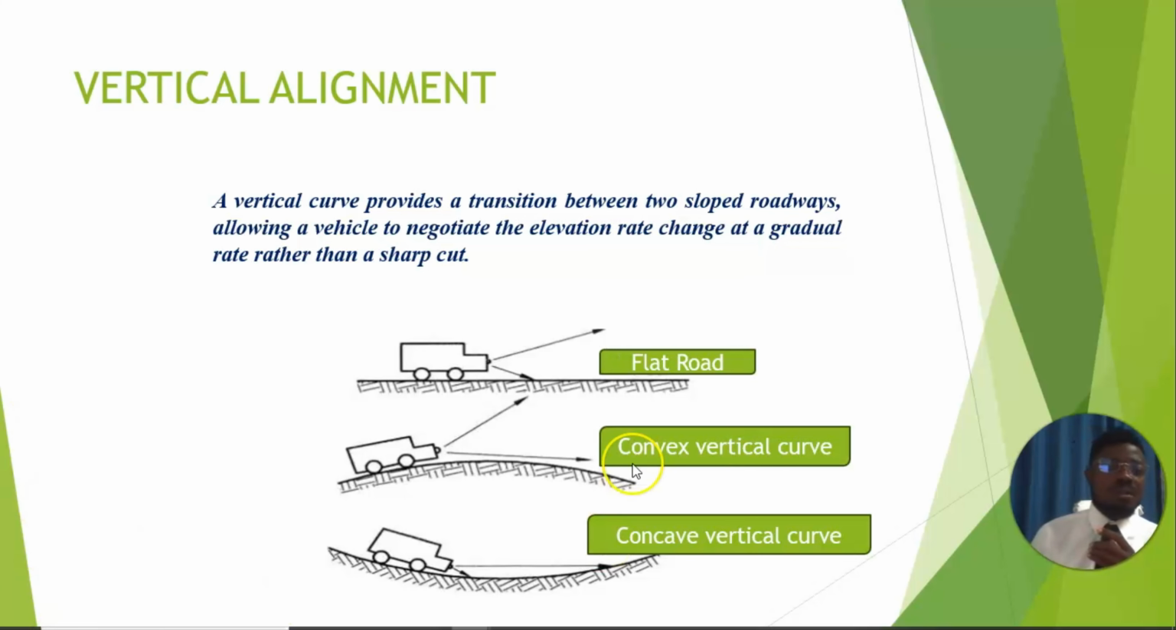And we can see from the picture here, we have the flat road, and where we have the convex vertical curve, it's in this form like a U sign. We also have the concave vertical curve, the first one is like an N curve, then the other one is a U curve. So this is what we call the vertical alignment, and the transition in between it.